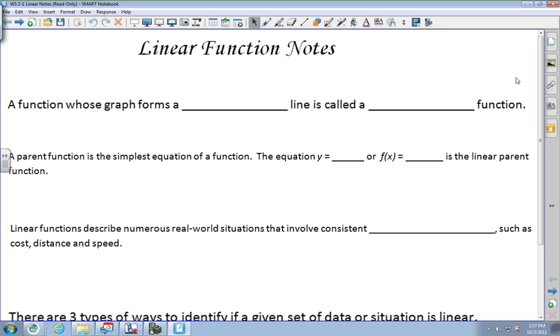This video is going to be an introduction of linear functions. A function whose graph forms a straight line is called a linear function. Notice that in the word linear it says line. That's where the straight line comes from.